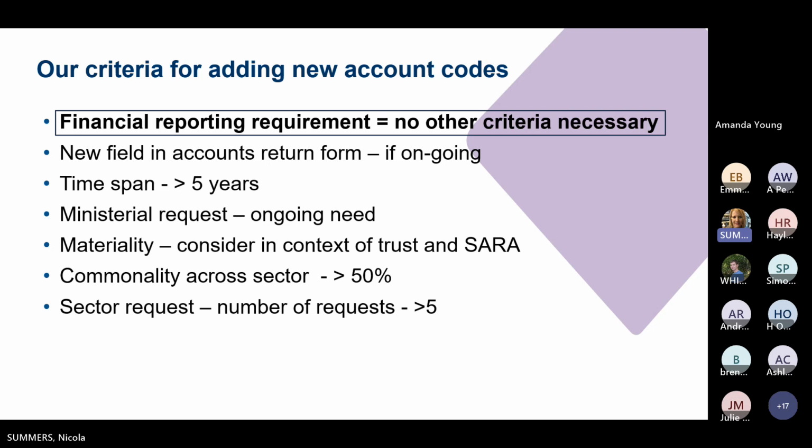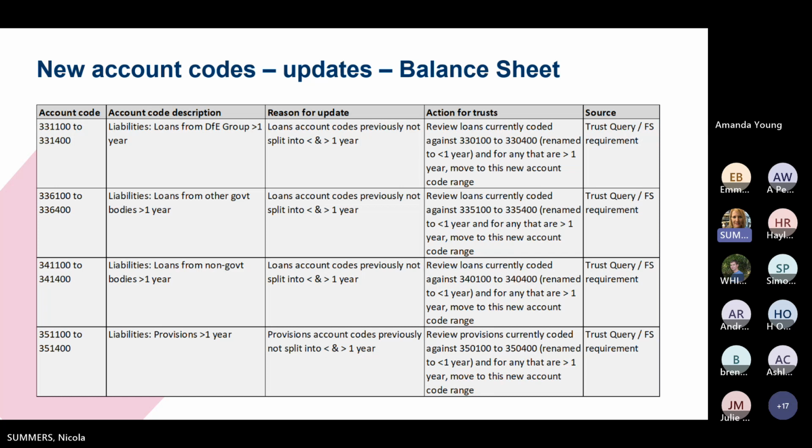But I'd say the majority of our updates are from sector feedback where we've had queries from trusts. They might have spotted something that we haven't picked up. Where we've made updates on the balance sheet this year, that was certainly a result of trusts picking up that we hadn't got granular enough detail for trusts to complete their financial statements. So moving on then, the first area we'll look at is the new account codes under the balance sheet.